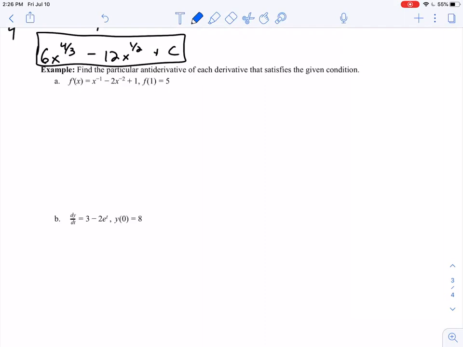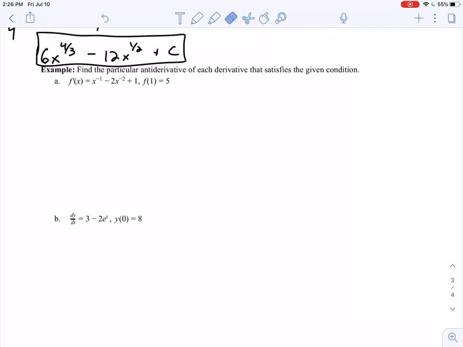There's infinitely many solutions. And if you were to graph a bunch of them and say, okay, plus 1, plus 10, minus 2, you would see the same graph just translated up and down, just kind of moved up and down, and that is the family of antiderivatives. There's infinitely many of them.